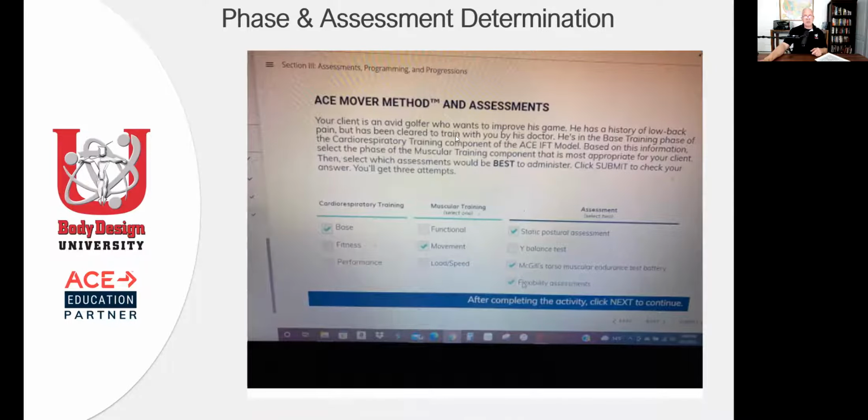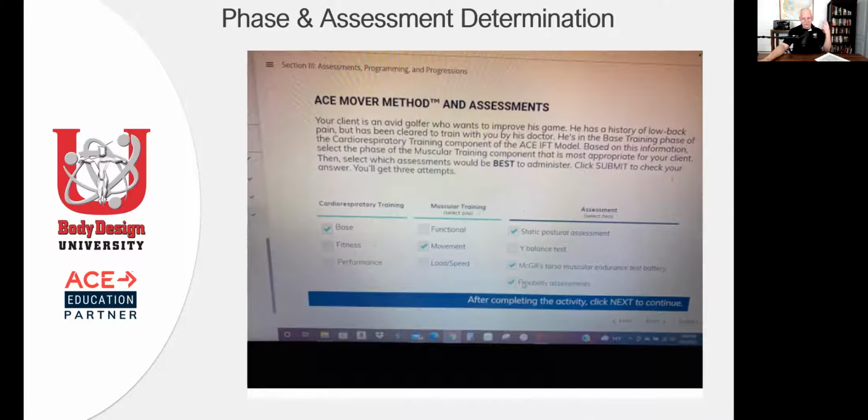No. Why? Because he's been cleared to train with you. Heck, I've got low back pain. Please don't put me in the functional training phase if I've come to you for training. You're going to put me in the load speed training phase for sure, without even a question. But your question is, well, why? So this is the first one we determined, and it's because of this, and this, that the question might be confusing to you. So he's cleared to train. So there's your 2 pieces of information.